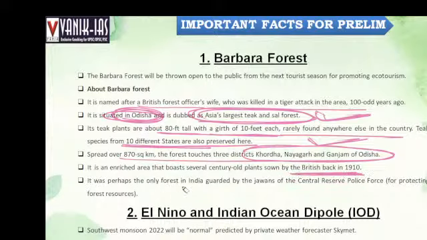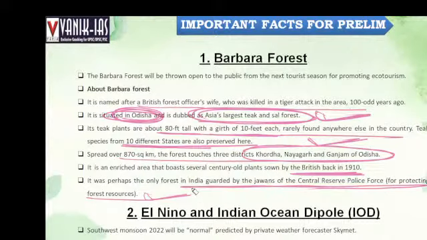It is perhaps the only forest in India guarded by Jawans. This forest is guarded by Jawans of the CRPF, Central Reserve Police Force, for protecting forest resources. Remember, it belongs to Odisha. It's the largest sal and teak forest, guarded by CRPF, located in Khorda, Nayagarh, and Ganjam districts of Odisha. That is Barbara Forest. Next, El Nino and Indian Ocean Dipole.